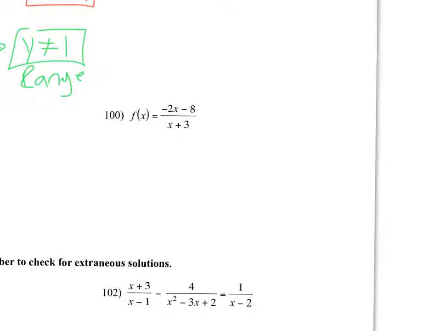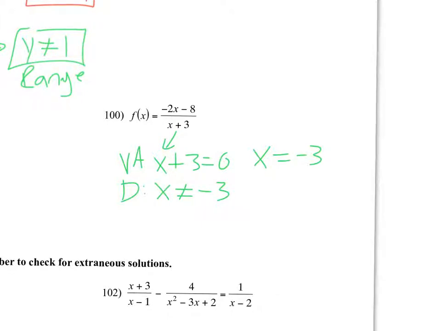Looking at number 100, again, VA: x plus 3 equals 0. That means that x equals negative 3. The domain: x can't equal negative 3. For the horizontal asymptote, we're going to divide our two linear terms, and we get y equals negative 2. Please make sure you give me the horizontal and vertical asymptotes as equations, just so that I know that you know that these are lines. And then we've got a range of y cannot equal negative 2.